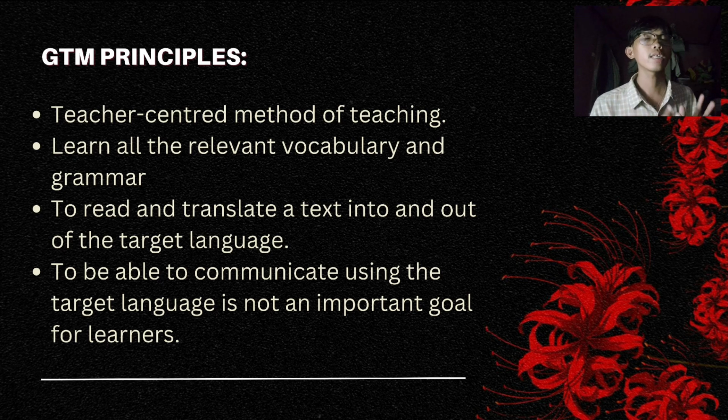Also, errors are corrected. If learners answer a question incorrectly, the teacher would select somebody else to give the correct answer, or he or she replies directly to the learners. Also, learners should memorize vocabulary in the form of isolated word lists. Vocabulary in the target language is learned through translation from the native language. Now the criticism.